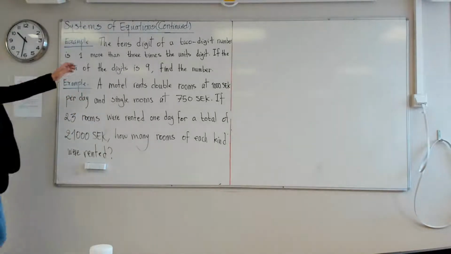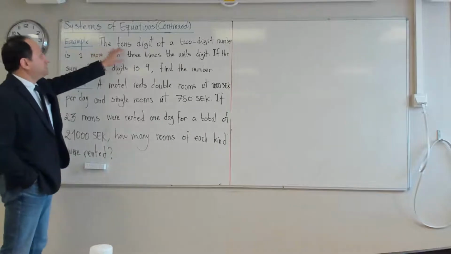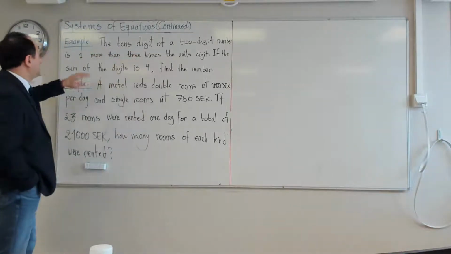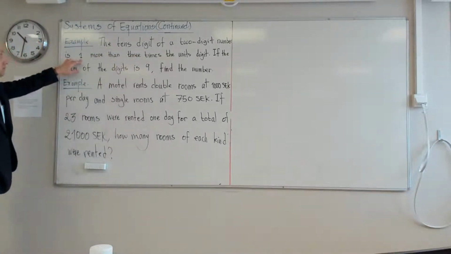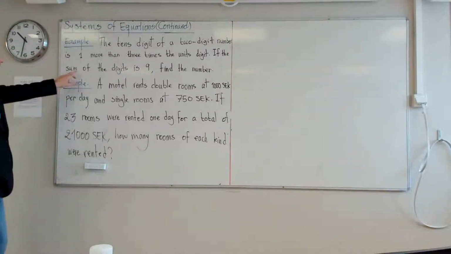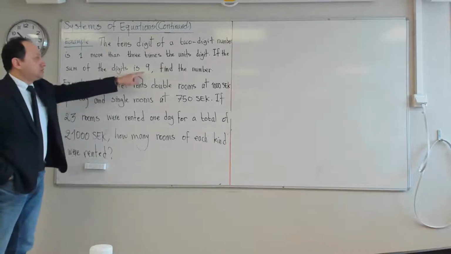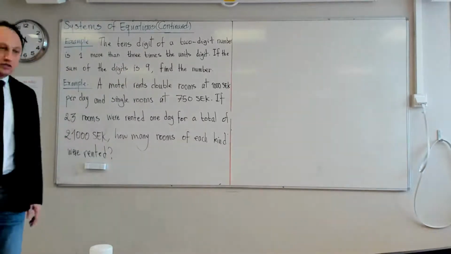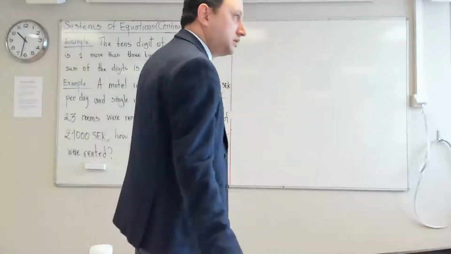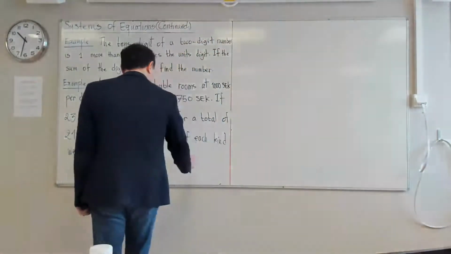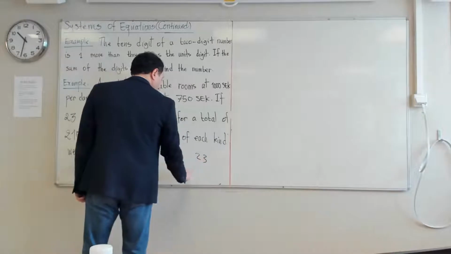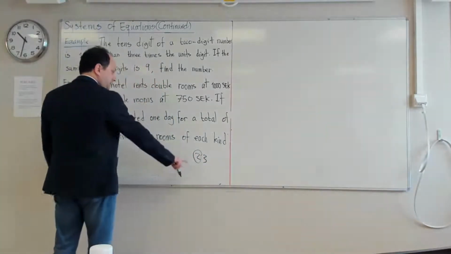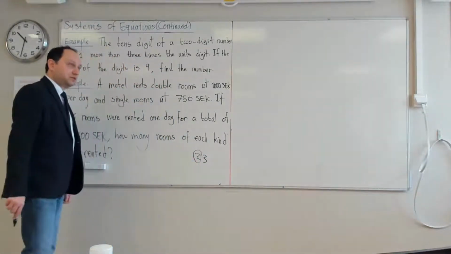Yes. So here: the 10th digit of a 2-digit number is 1 more than 3 times the units digit. If the sum of the digits is equal to 9, find the number. Okay, something like that. Yes? What is a 10th digit? 10th digit means if you have, I don't know, 23, 2 is called the 10th digit, and 3 is the units digit.